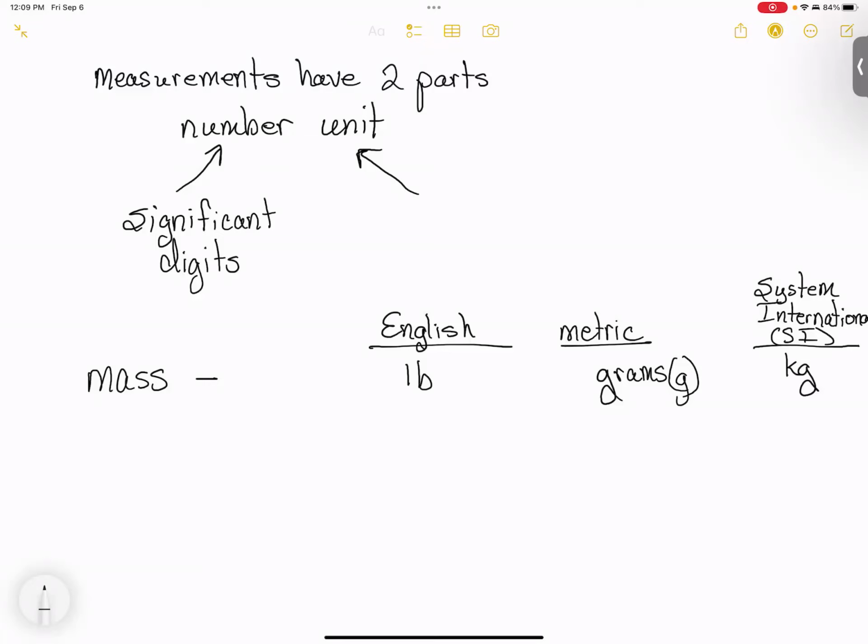Now, for chemistry purposes, we tend to use the metric system because most of the things that we mass are not in quantities large enough for kilograms.